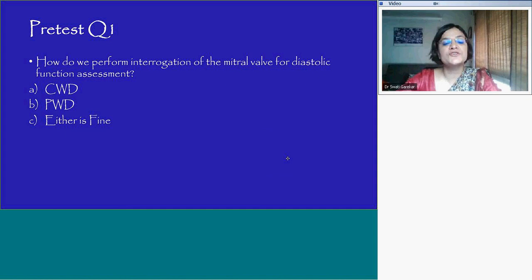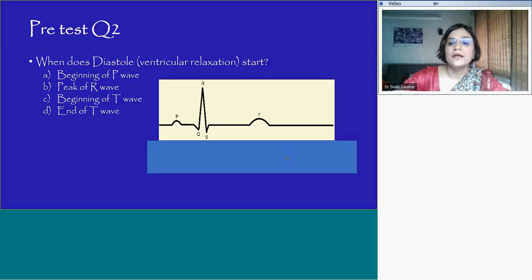So we begin. My first question for you all. This is going to be an interactive session, I hope. Please ask questions. My question is, how do we perform interrogation of the mitral valve for diastolic function assessment? Do you use a continuous wave or a pulse wave Doppler? Either is fine as long as you get a spectral Doppler tracing. I can move on. This is PW, isn't it? So somebody says PWD, and that's probably right.